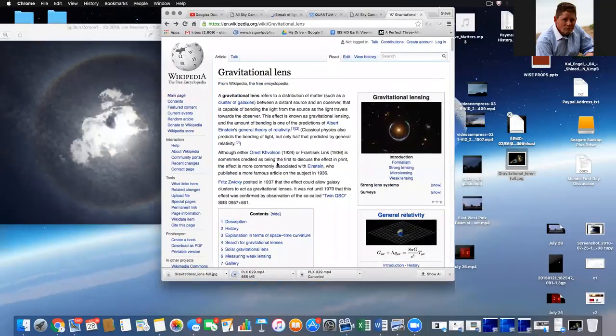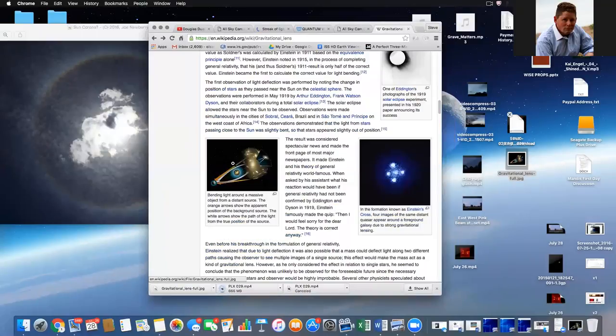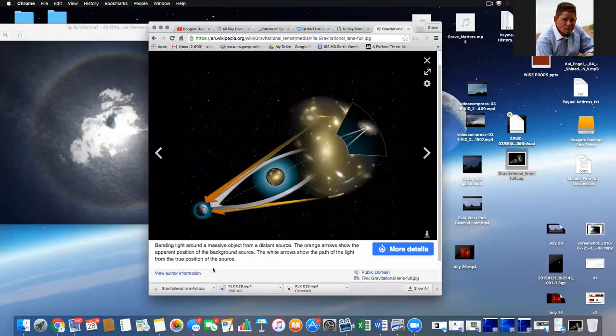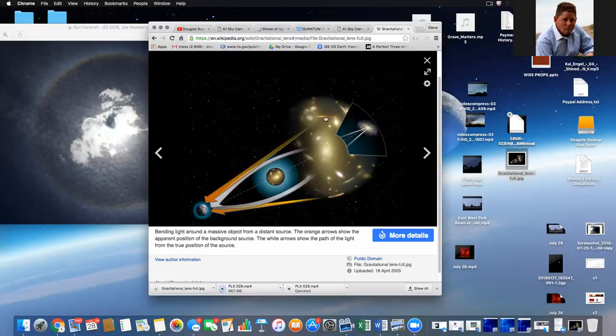So let's go down to this. Bending light around a massive object from a distant source, the orange arrow shows the apparent position of the background source. So this is what we think is the source of what we're looking at. The white arrow shows the path of the light from the true position of the source. So in other words, because of gravitational bends around these heavily gravitized electromagnetic objects, they're actually able to magnify what's behind that.